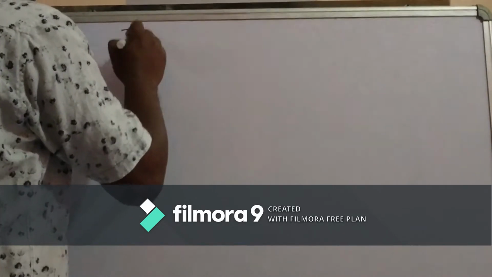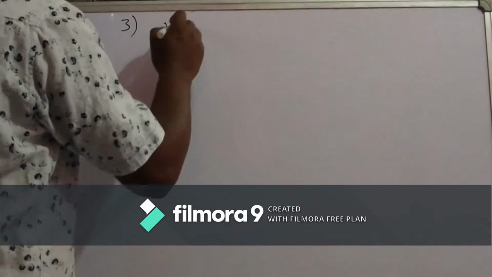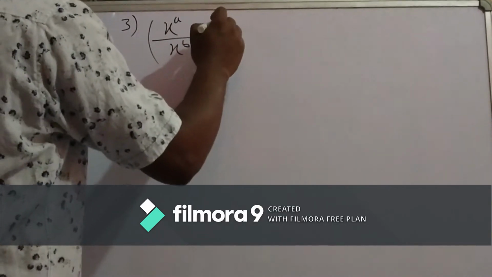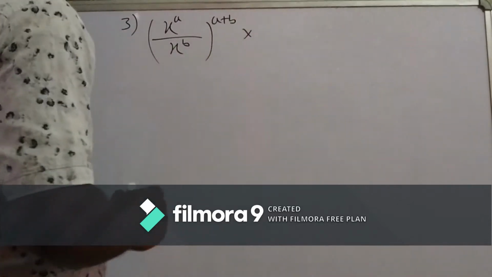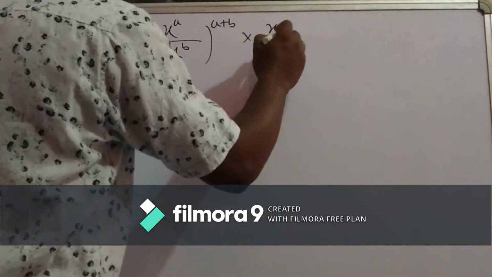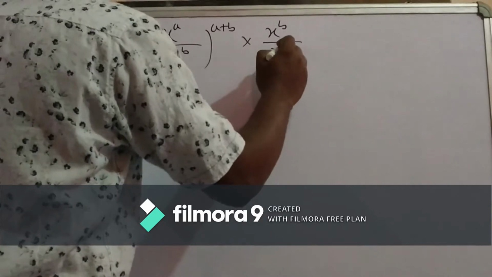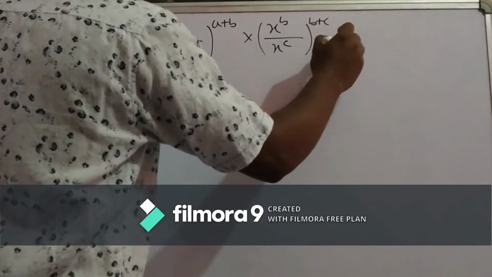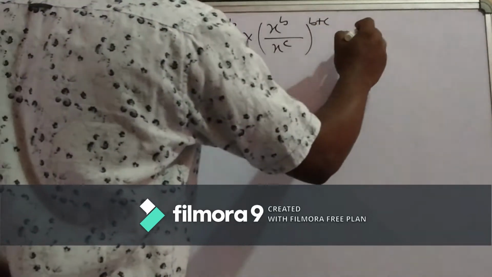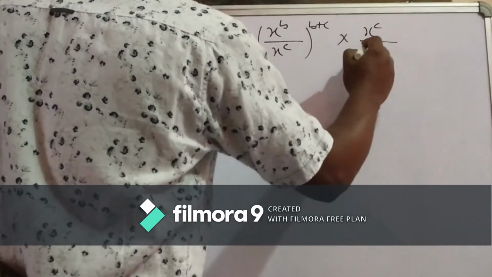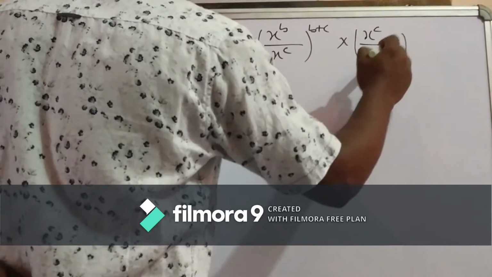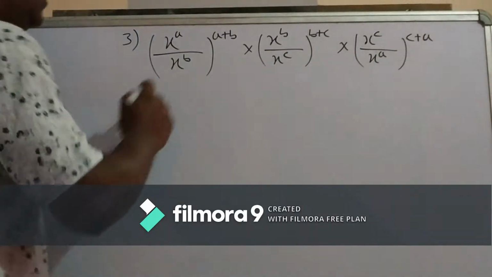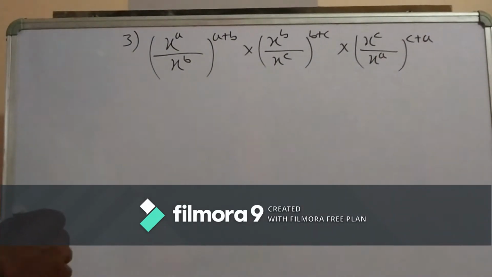Question number 3. x to the power a divided by x to the power b, to the power a plus b, into x to the power b by x to the power c, to the power b plus c, into x to the power c by x to the power a, to the power c plus a. Question is given this much. You have to simplify or solve.